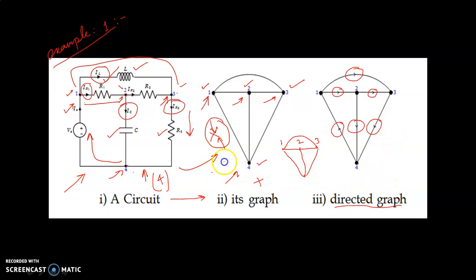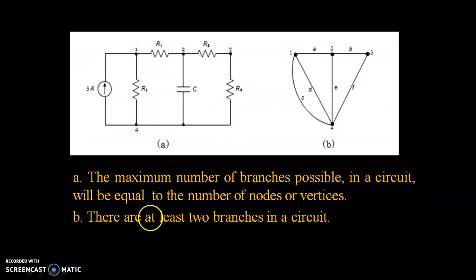The first step is your graph, and when you incorporate the direction into the existing graph of the circuit, it will become a directed graph. It is as simple as it looks. Nothing like rocket science in this. Okay, see this. This is another example I have taken.